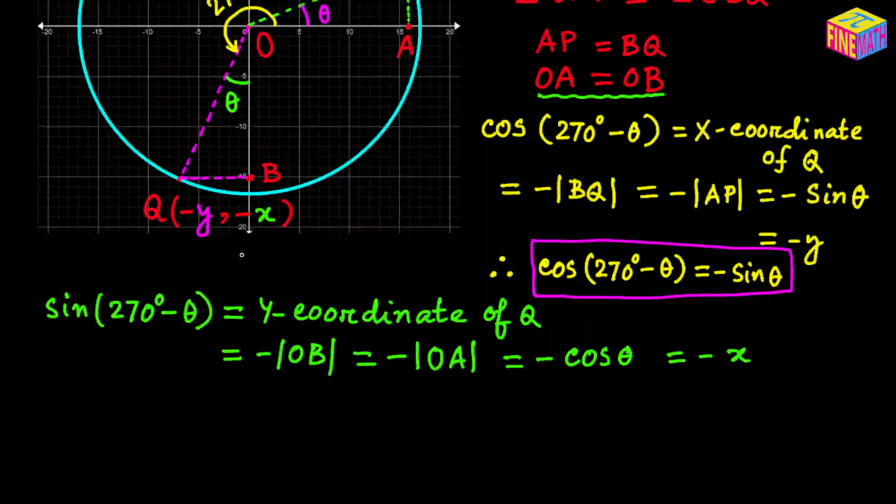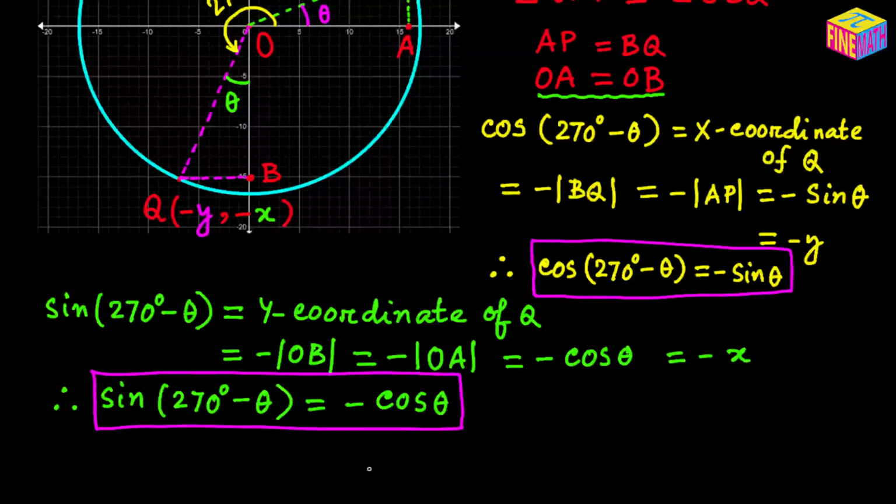So now we know exactly what the coordinates of the point Q are in terms of the coordinates of the point P. So if the coordinates of point P are x, y, then the coordinates of point Q would be negative y, negative x. And the value of sine of 270 degree minus theta will be equal to negative of cosine of theta. So let me make a quick note.